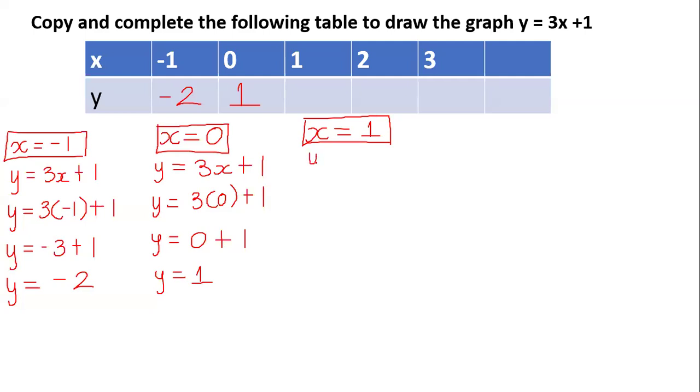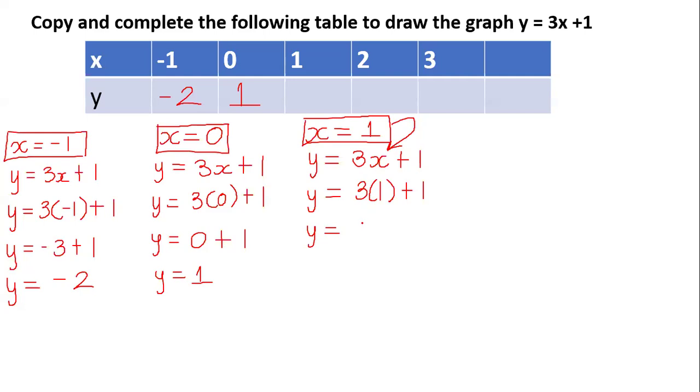So we have y is equal to 3x plus 1. So y is equal to 3, open bracket. What are we going to substitute? We're going to substitute 1. Very good. So it's going to be 1 in there, plus 1. So y is equal to, what is 3 times 1?